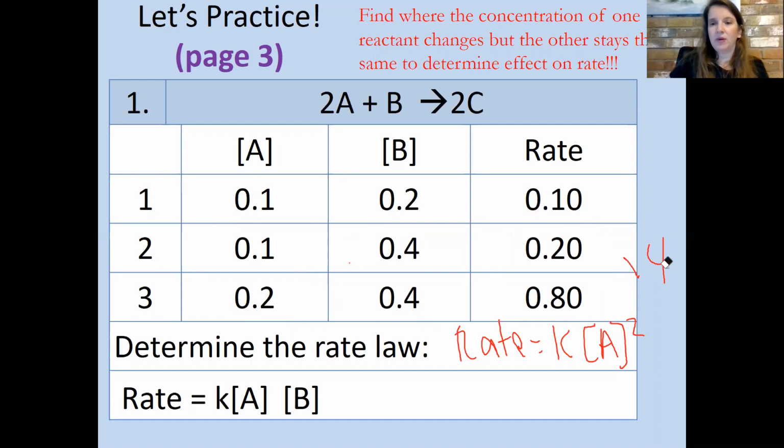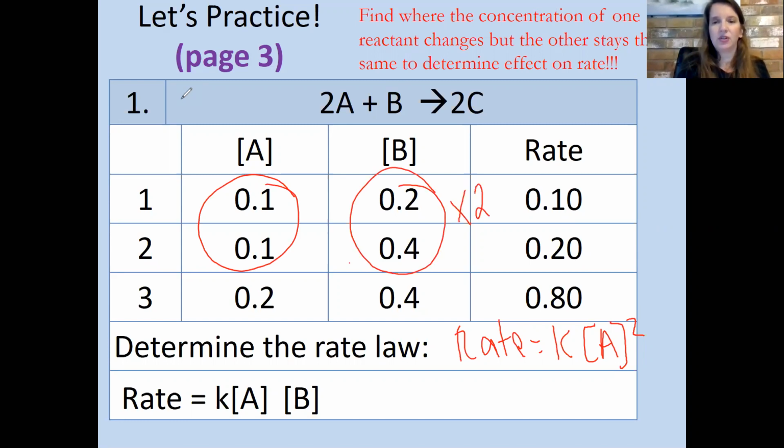So we want to look to see where B is changing, but A is staying the same. So between trials 1 and 2, we can see that A is staying the same. And what's happening with B? Well, B is doubling, so that's times 2. What's happening with the rate? It's also doubling. So what does the exponent have to be on the concentration of B? It has to be 1.